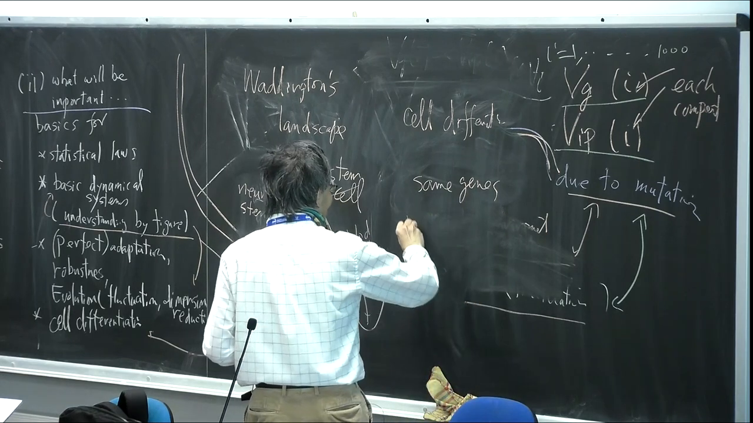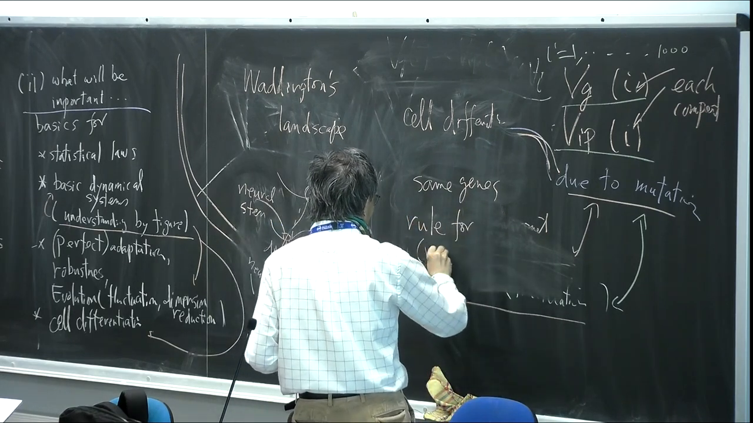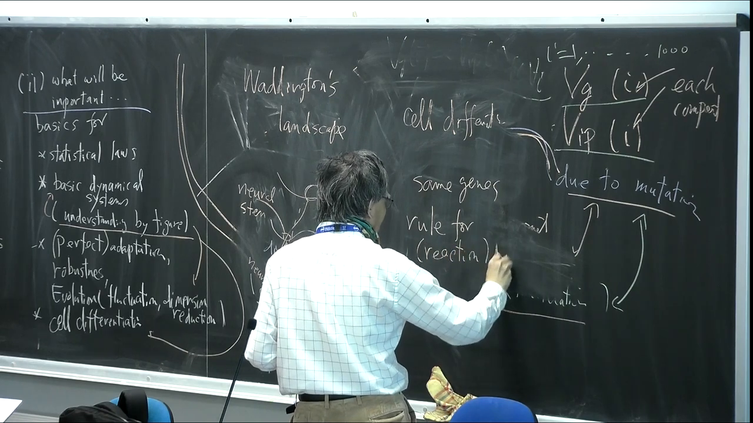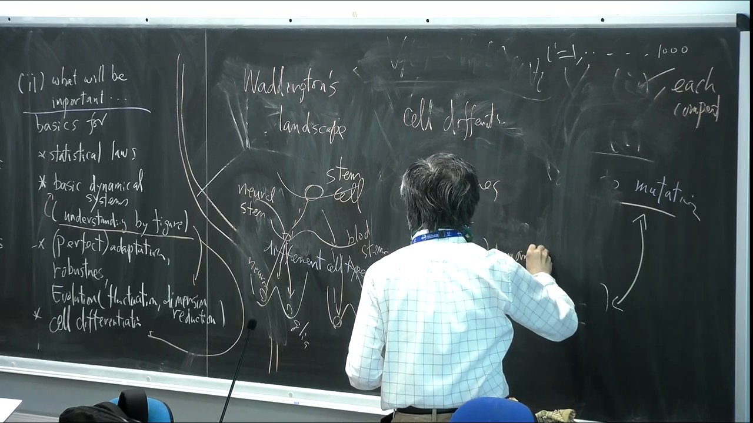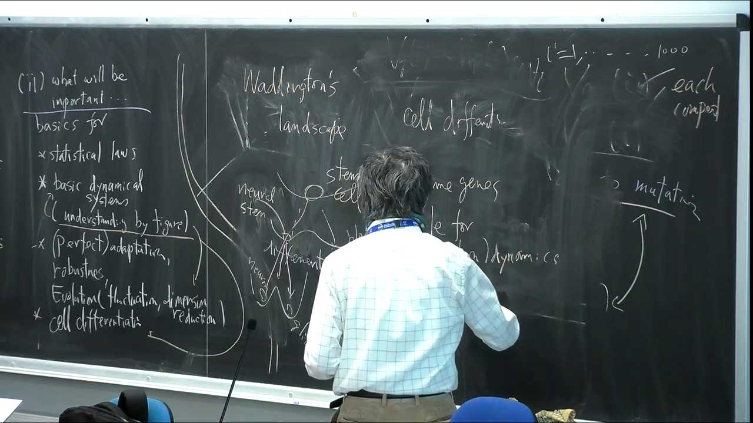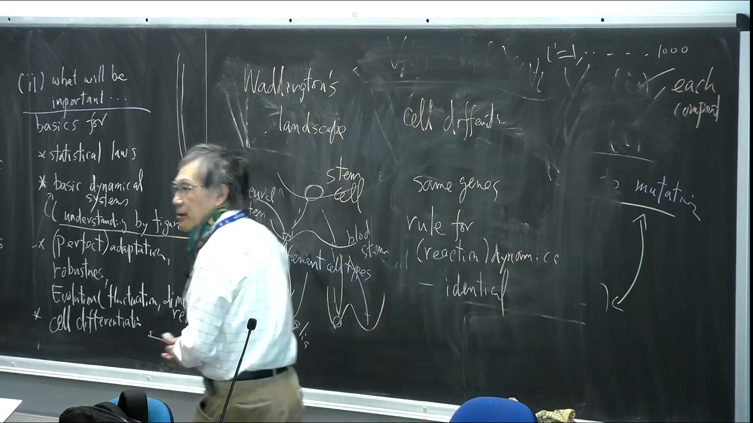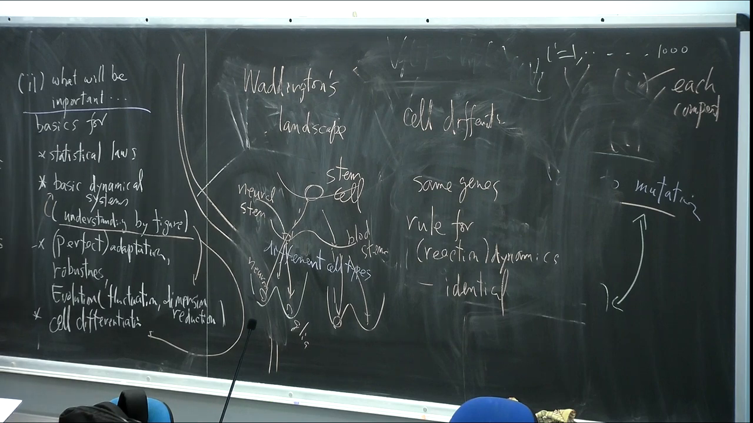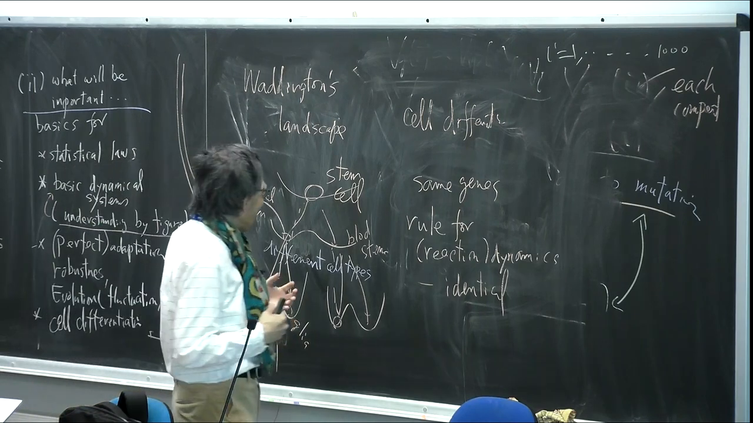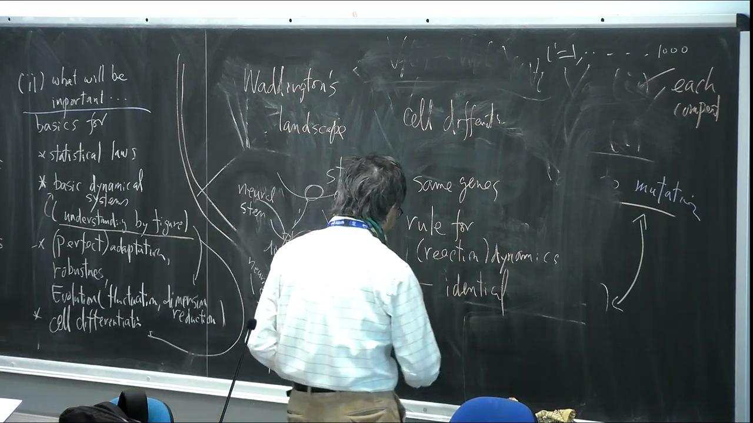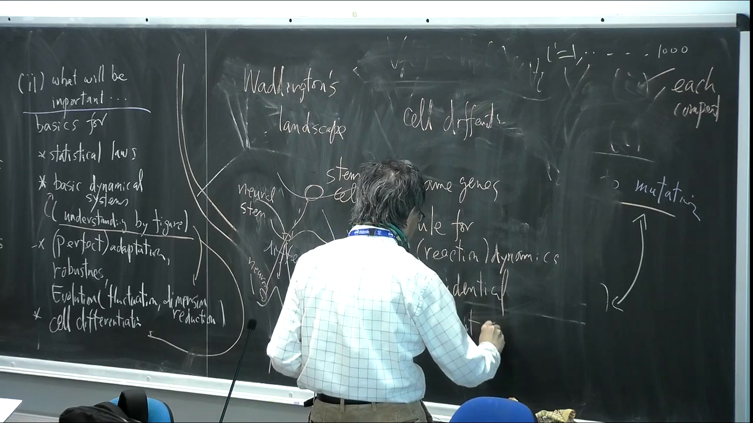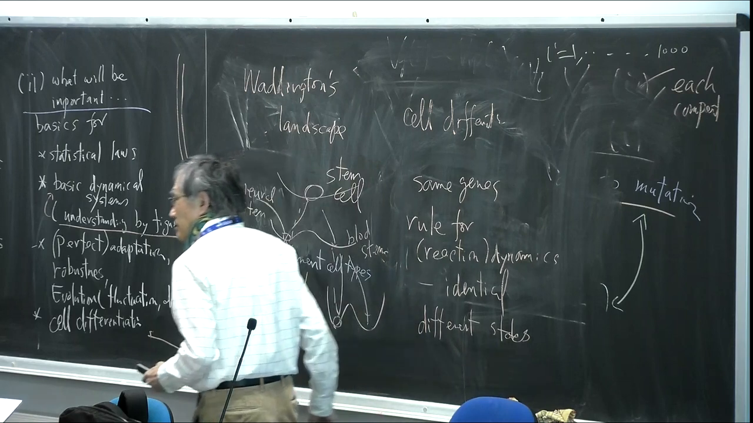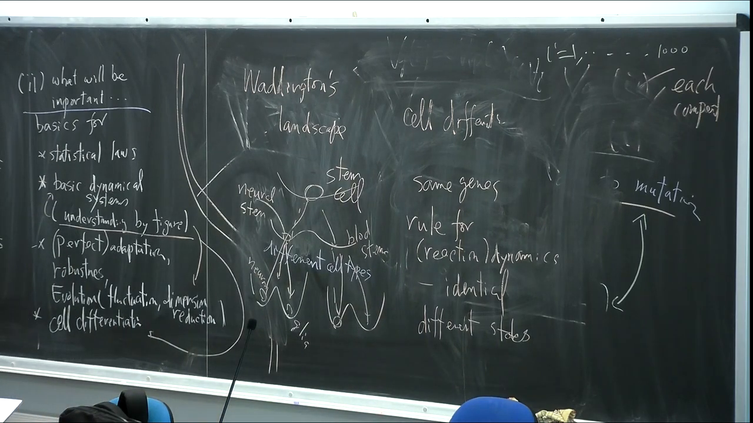So in that sense, the rule for reaction dynamics is identical. In theoretical terms, we can say that they have the same dynamical systems. But still, the final state, or phenotype, is different. So different states. He tried to understand how this occurs.